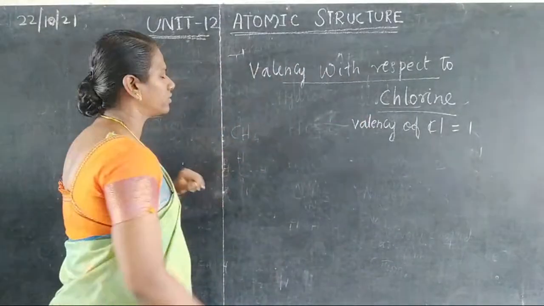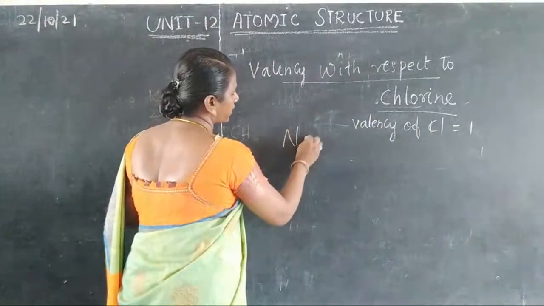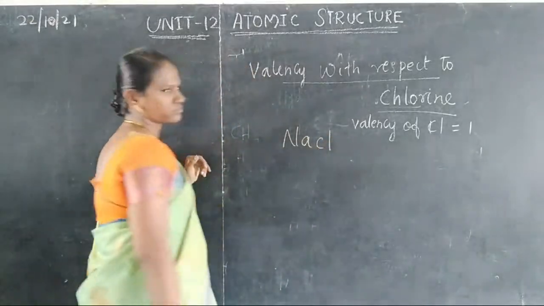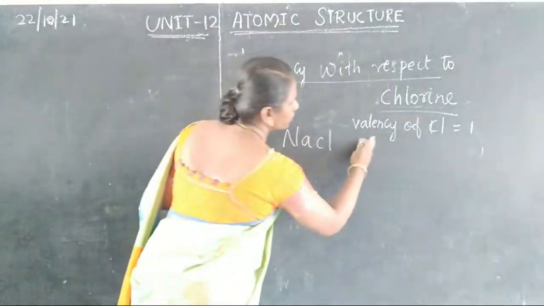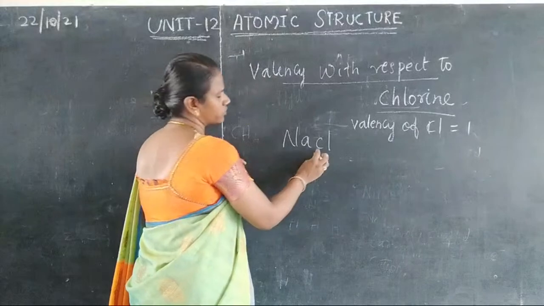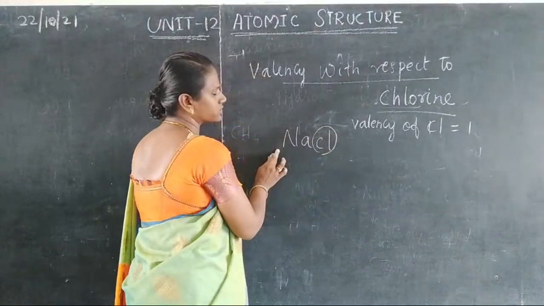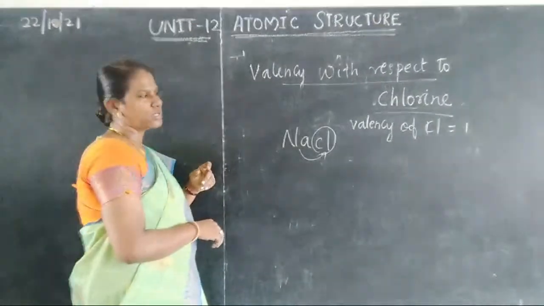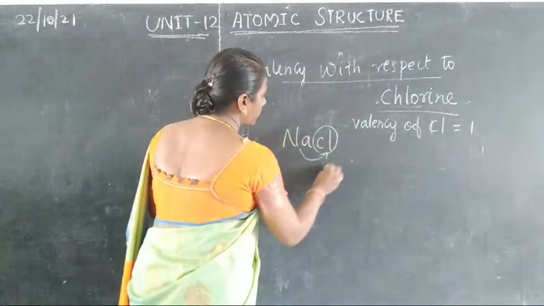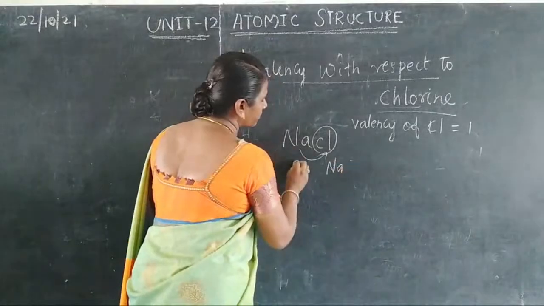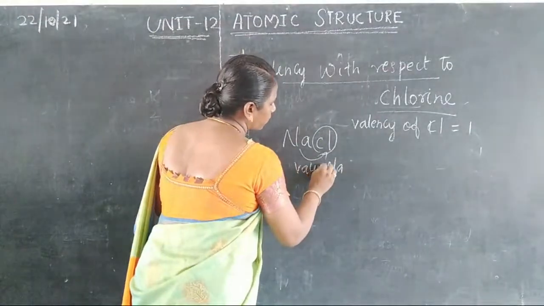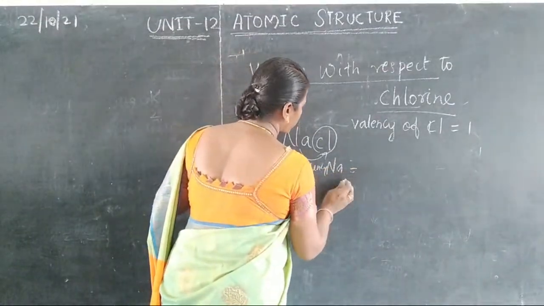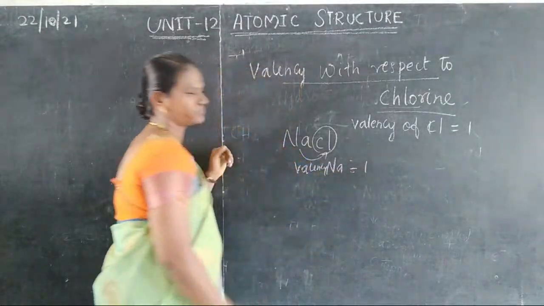In the formation of sodium chloride, NaCl, we already know the valency of chlorine is 1. So sodium is attached with only 1 chlorine atom. So we can decide that the valency of sodium is 1.